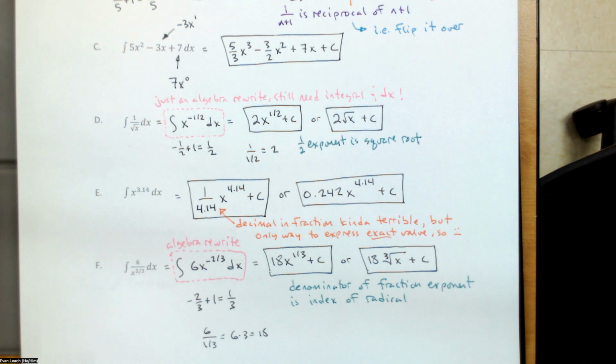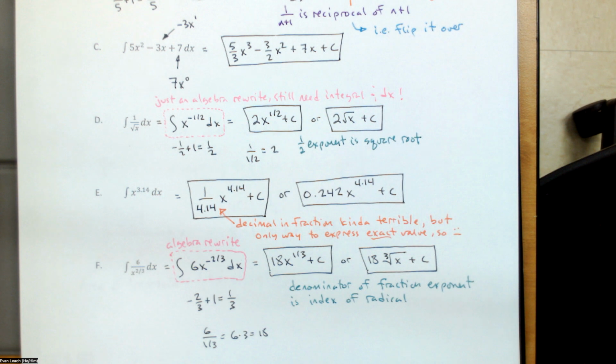Once again, we opened up with this algebraic rewrite. So I can see this as x to the n. x to the 2/3 in the denominator is x to the -2/3 in the numerator. Add 1 to the exponent, get 1/3. 6 divided by 1/3 means 6 times 3, 18. You can write that with a cube root or a 1/3 power. Any questions?